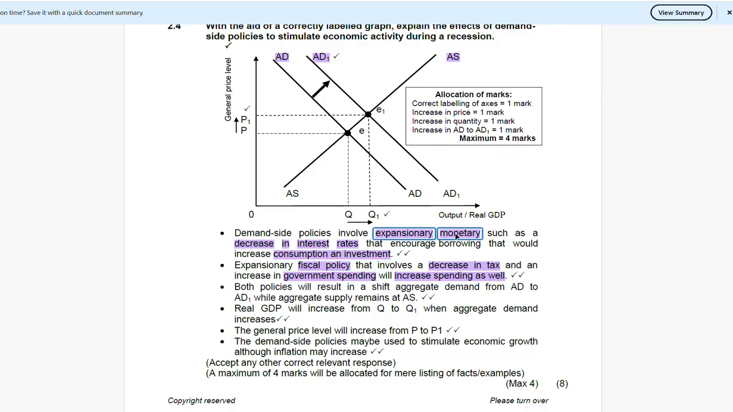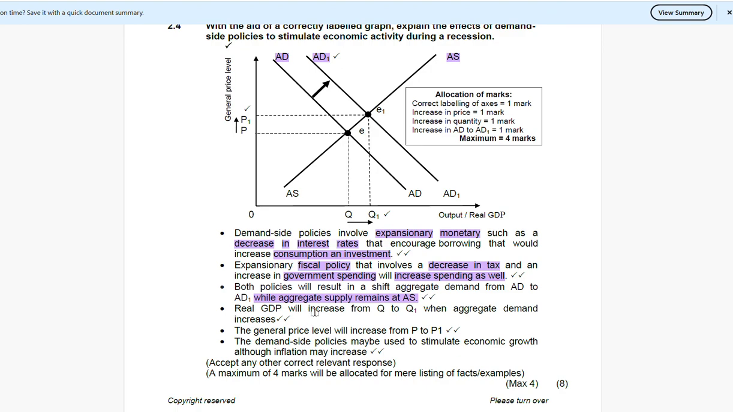So we look at monetary policy, which is linked to interest rate, and we look at fiscal policy, where we're looking at government action. Therefore, we are explaining what is happening and the reason that we see an improvement in aggregate demand. Both policies result in the shift of aggregate demand from AD to AD1, while aggregate supply remains the same. So that's what you see in the graph. Because of the expansionary monetary policy as well as expansionary fiscal policy, you see an expansion in demand while the supply remains the same.